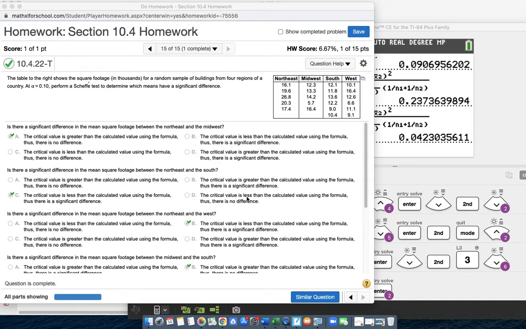All right, well, we'll see how this goes. This is the 15th problem. It's that Scheffé test, or Scheffey test. The equation is in the book.